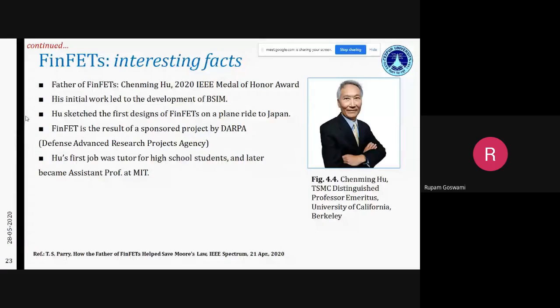And it is said that Chen-Ming Hu sketched the first designs of the FinFET on a flight ride to Japan. So this is quite a humorous fact, which has been put up in the IEEE Spectrum, published on 21 April 2020. And the FinFET is actually the result of a sponsored project by DARPA, the Defense Advanced Research Projects Agency of the USA. And it is said that the problems started appearing for MOSFETs. So this is quite related to what we are discussing here today.